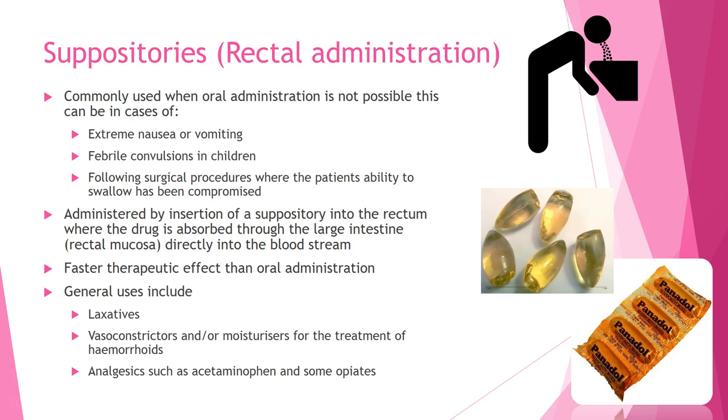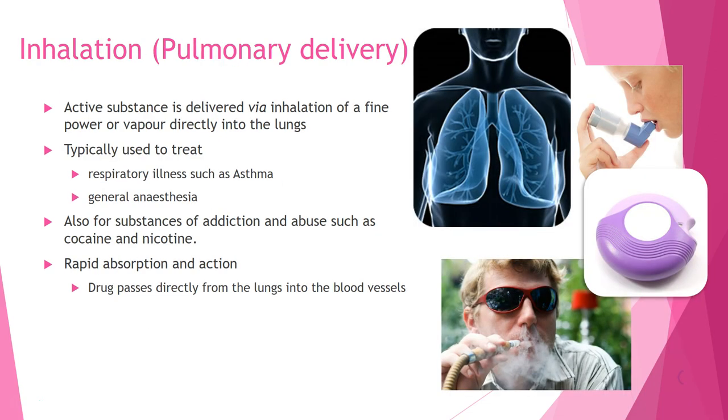It's faster than therapeutic because it doesn't have to go through our stomach and our liver and into the blood. It goes straight through the mucosa into the bloodstream. And we can use it to deliver things such as laxatives, some pain medications, such as Panadol or acetaminophen, and also vasoconstrictors and things like that to treat different types of ailments.